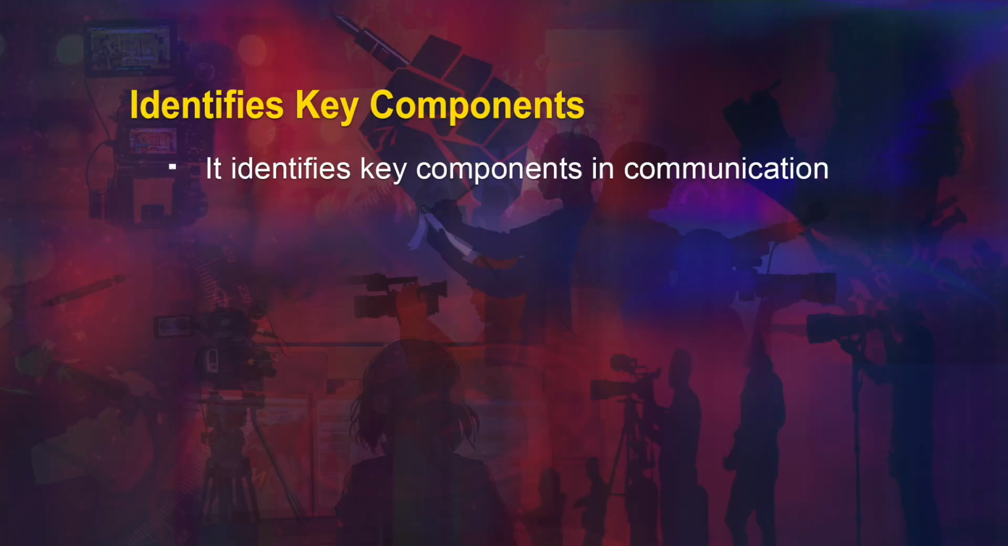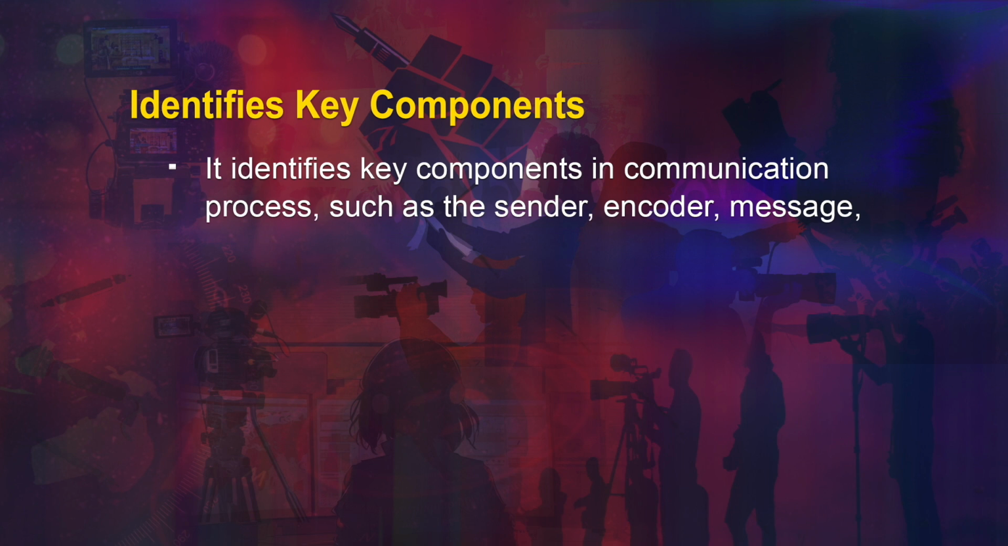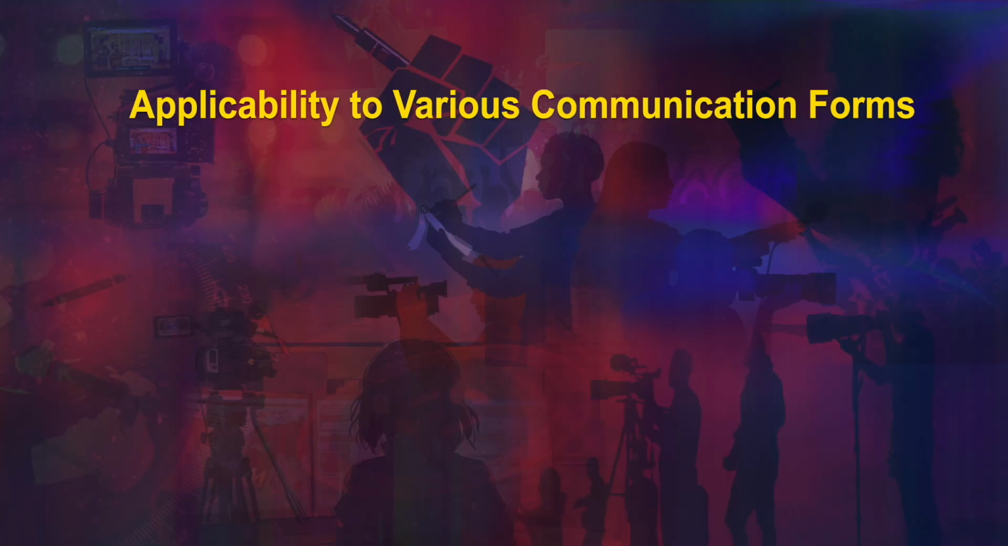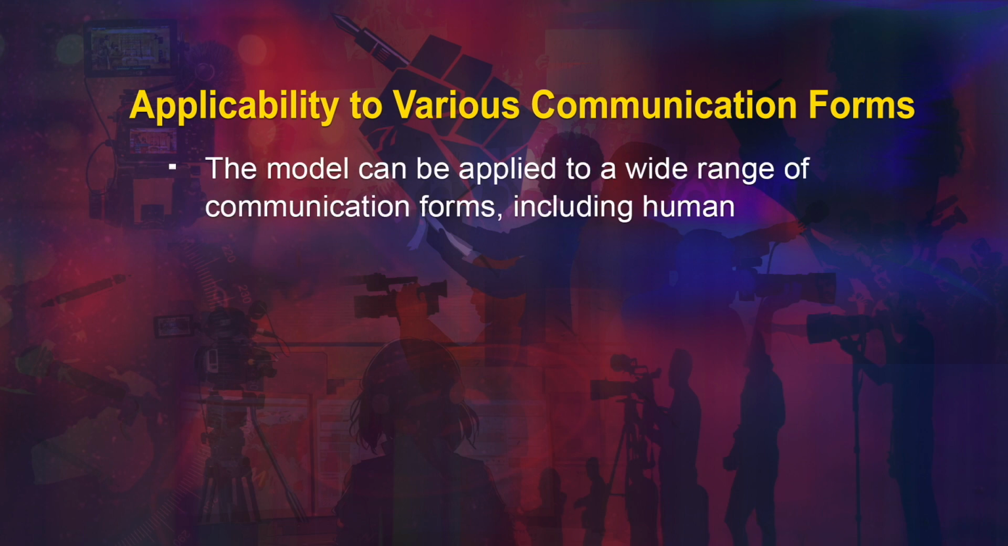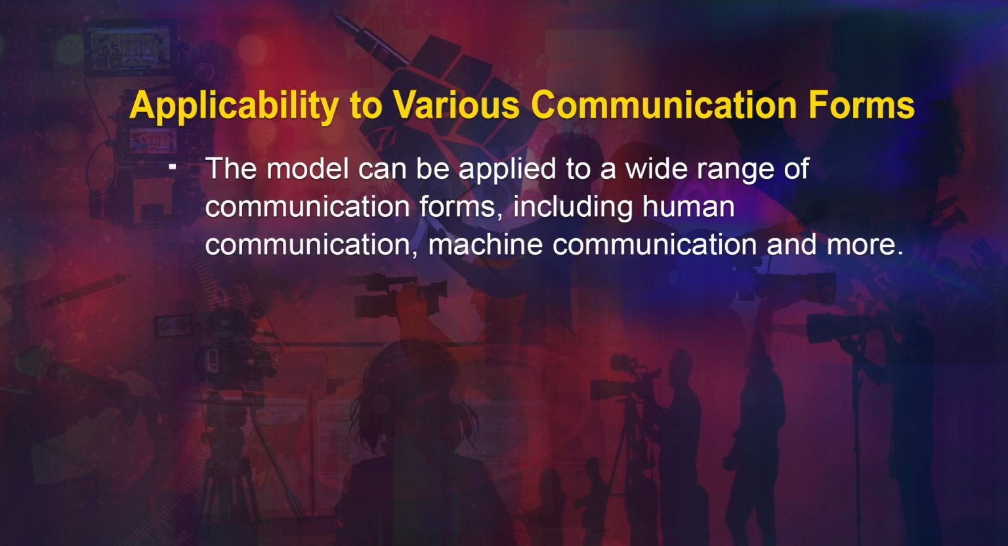Identifies key components. It identifies key components in the communication process such as the sender, encoder, message, channel, decoder and receiver. This breakdown helps in analyzing and troubleshooting communication breakdowns. Applicability to various communication forms. The model can be applied to a wide range of communication forms including human communication, machine communication and more. It is versatile in application.